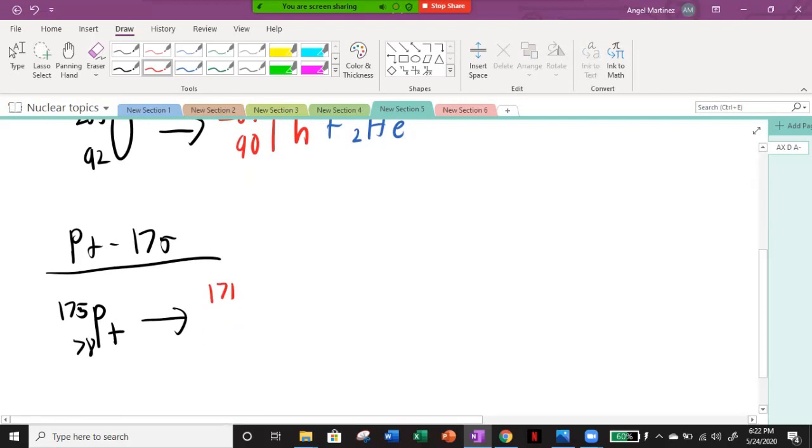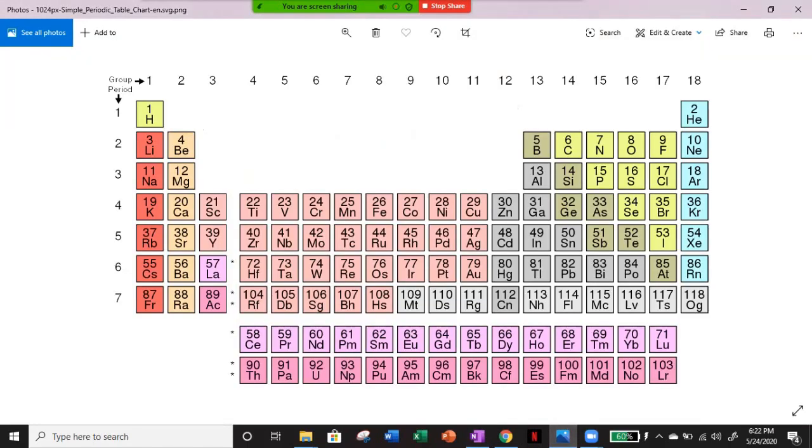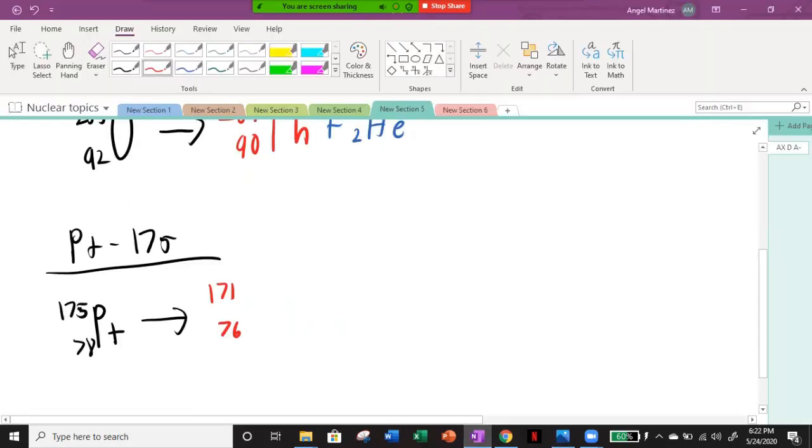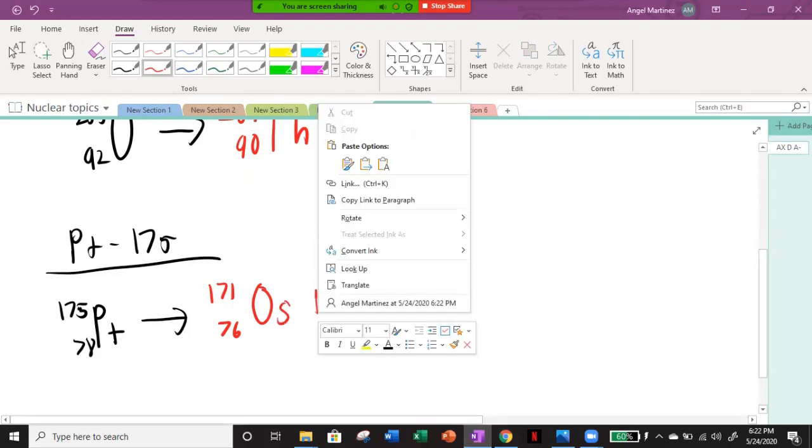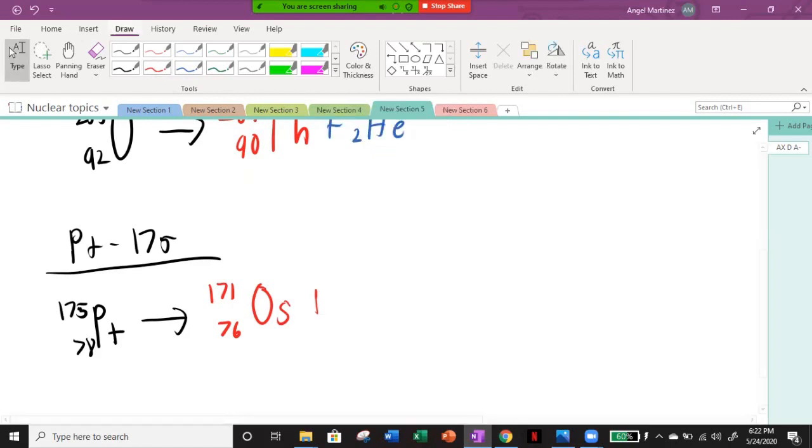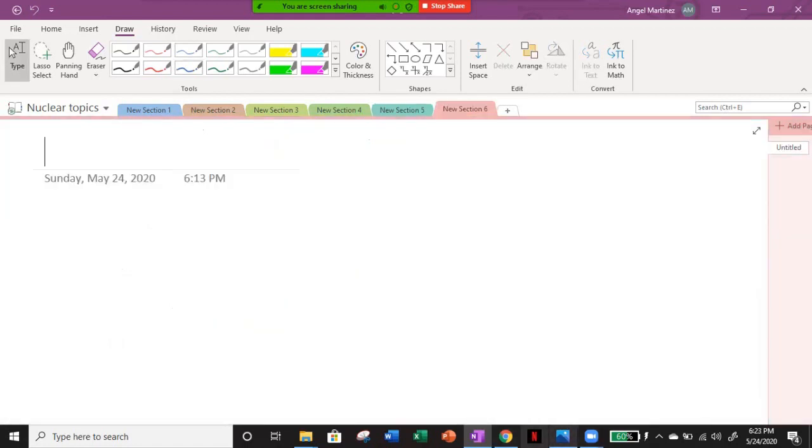And the new element will be... we look at what 76 is, Os, and I can't remember that off the top of my head. I want to say something like osmium, but basically Os. And then add the helium atom. I'll give you more practice with this, with solutions as well. So that's all there is to alpha decay.